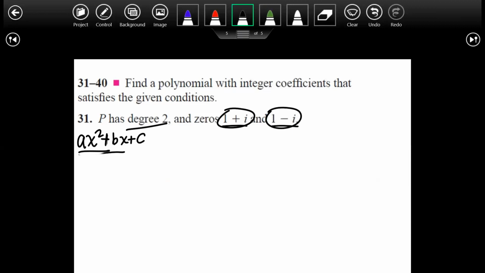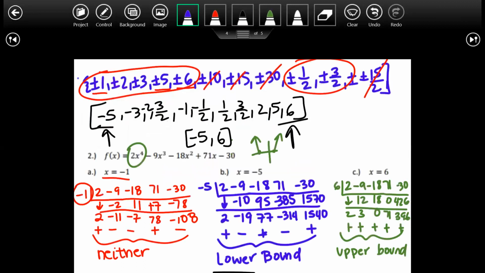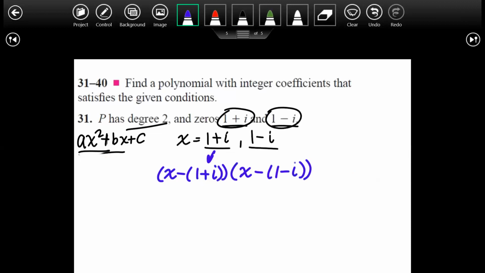What we're going to do first is, because I know these are my x's, x is going to be equal to 1 plus i, and we're going to get 1 minus i. Then when I put these into factors, we can actually expand this out. When we put these in their factor form, there's going to be x minus your term. It's always going to be that way. We always put the opposite values in, and then 1 minus i. And all we're going to do is expand it. So we've got to take them and expand it.